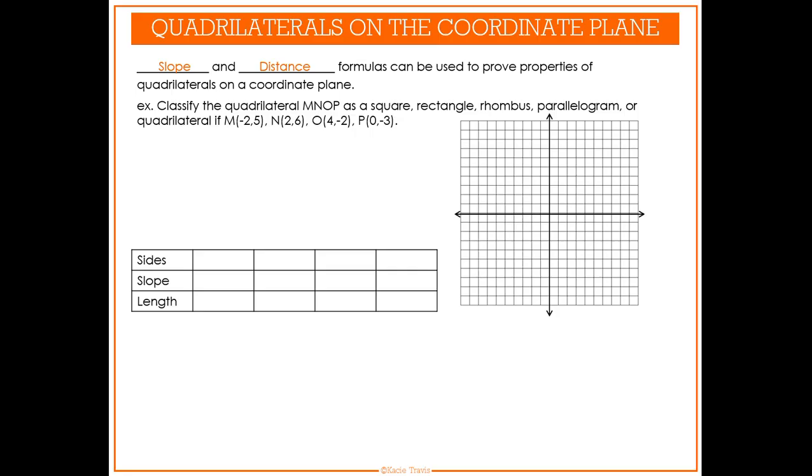So, first thing we got to do, we're going to classify to see if this is a rhombus, a square, a rectangle, a parallelogram, or just a quadrilateral. And we're going to use these points, M, N, O, and P. So first thing we're going to want to do, sketch this quadrilateral on the coordinate plane. So we got M going from -2 to 5, N going from 2 to 6, O for -2, and P, O, and -3.